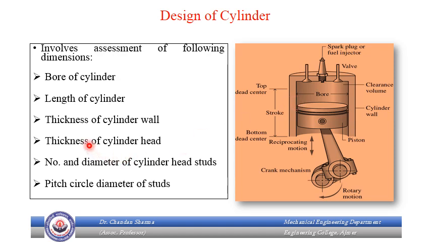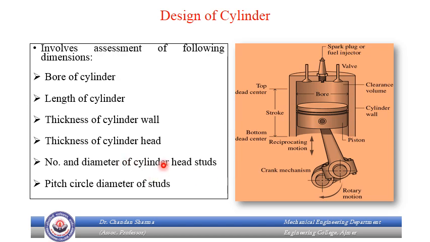Thickness of cylinder head, this is cylinder head which accommodates various valves. So this thickness we need to find for a given cylinder. Then number and diameter of cylinder head studs. Usually cylinder and cylinder head are two different parts. So they are assembled together by means of gasket and studs.